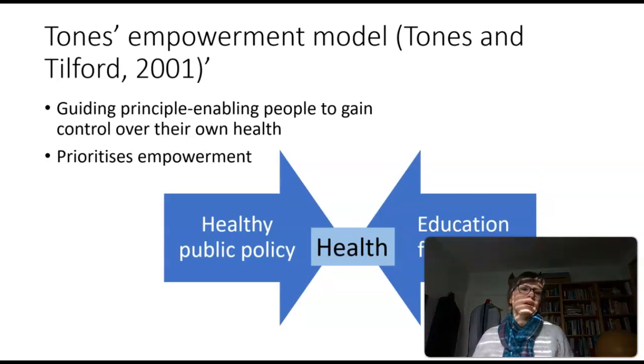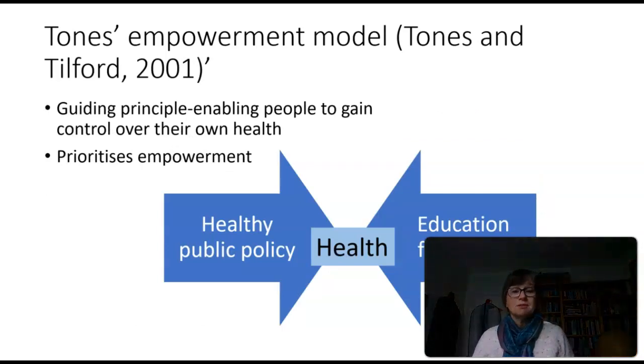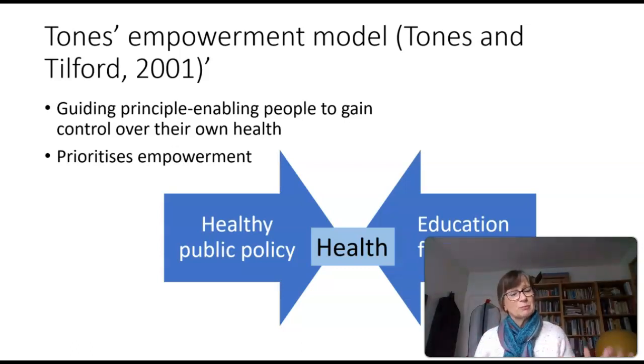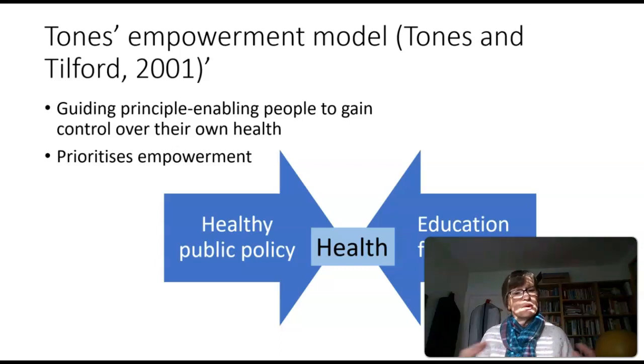A much simpler model is the Tones Empowerment Model. This has been around over 20 years as well. The guiding principle is we enable people to take control of their health. The underpinning part of this is all about empowering people. What we're trying to do is change public policy to make it easier for people, and we educate people, and the whole idea is you come together, you promote health from those two directions. We make people more aware, we give them information that they can act on because the public policy has made it easier to improve health. So much simpler.